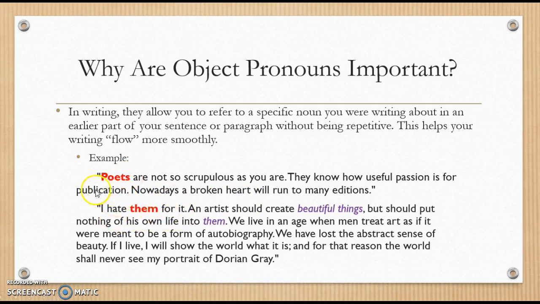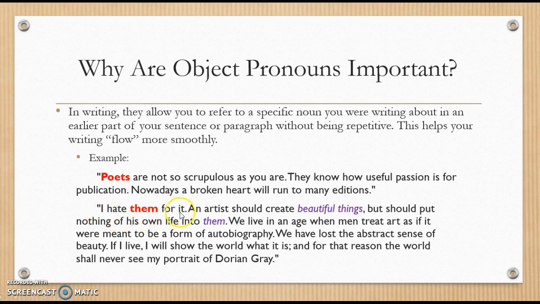So this is two different people talking, but the first person starts with the word poets, and then the second person is referring to poets with them. And you can see that them is in the object position of the sentence. We have subject, verb, object.